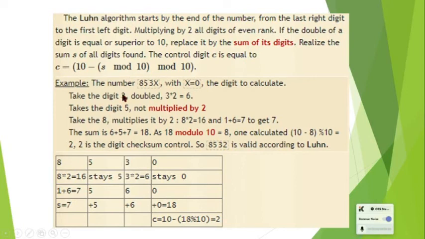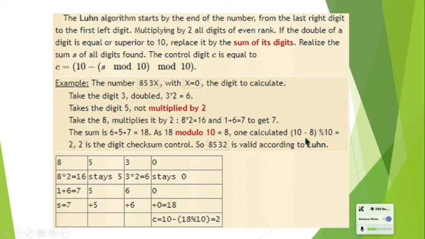So example, the number 853x, where x is equal to 0, the digit to calculate. So take digit 3, i-double mo, so that is 3 times 2, 6. So take the digit 5, not multiplied by 2. Then take the 8, multiply it by 2. Okay? So 8 times 2, that's 16. Then i-add mo yung 2 digits niya, that is 1 plus 6, 7. So the sum is 6 plus 5 plus 7, that is 18. So 18 modulo 10 is 8.